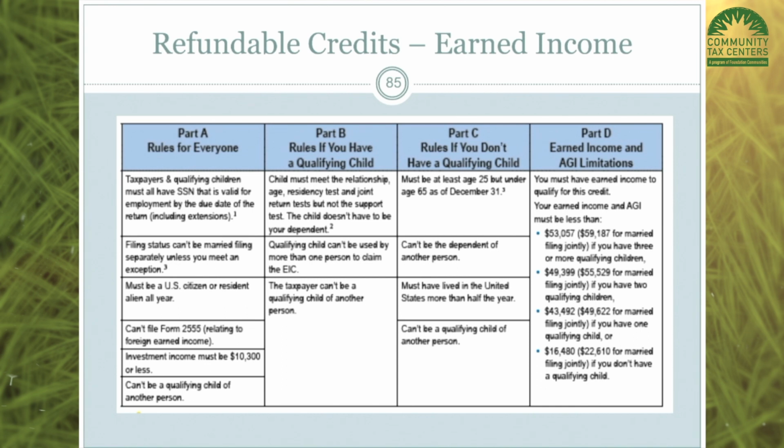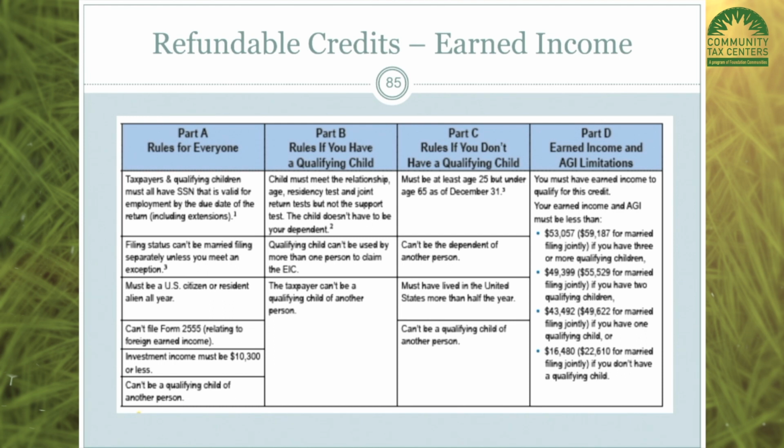And then if you don't have any qualifying children, so it's just you on the tax return, your income has to be less than $16,480. Married filing joint, $22,610. So those limits, they increase a little bit each year for inflation.